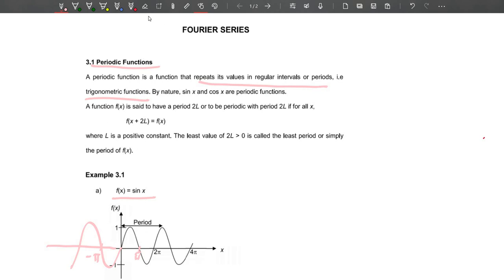Next, a function f(x) is said to have a period 2L, or to be periodic with period 2L, if for all x we have f(x + 2L) equal to f(x). You need to remember that one period is equal to 2L, where L is a positive constant. Since L is positive, 2L must be greater than 0. This is what we call the least period, or simply the period of f(x). That means our f(x) should be periodic, repeating at certain intervals.